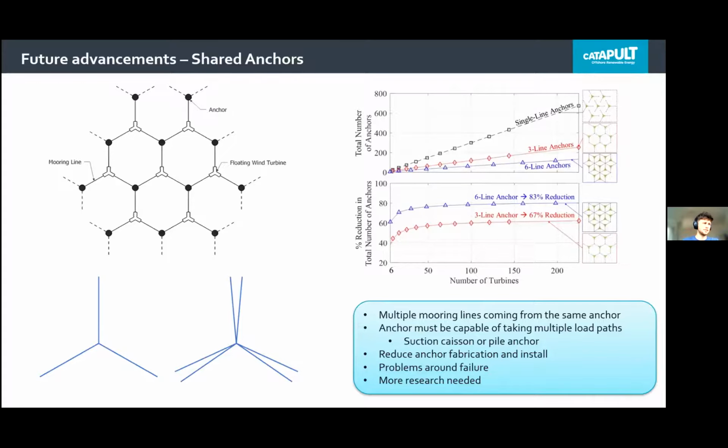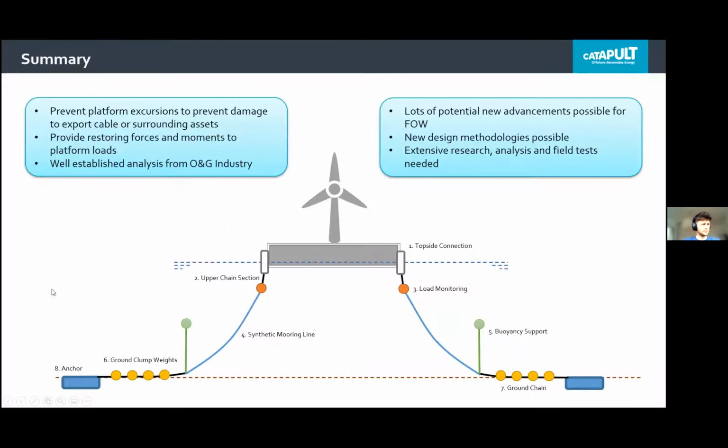And so what happens in the event of a failure, what are the costs associated with that, what happens to the forces on the anchors if there's a mooring line failure. A lot of these questions still need a lot of answers. So yeah, it's been a quick whistle-stop tour on mooring systems, design, and some of the future stuff coming on.